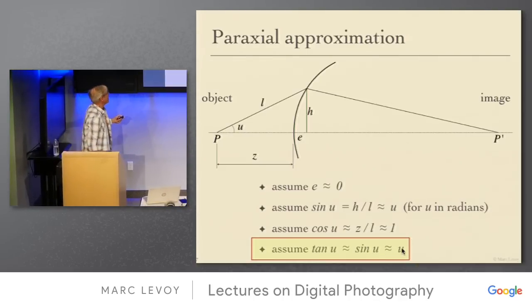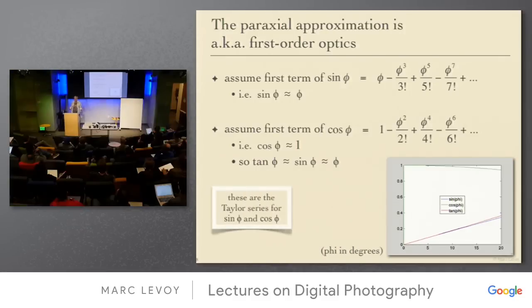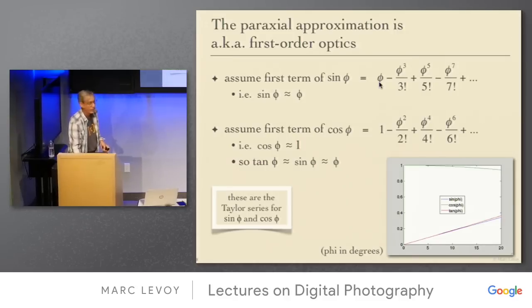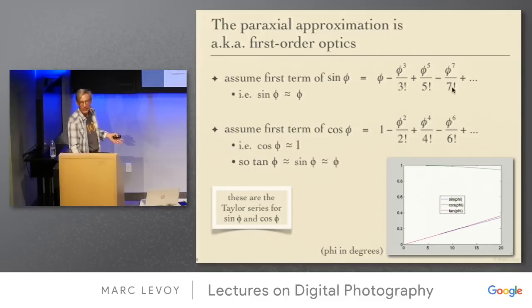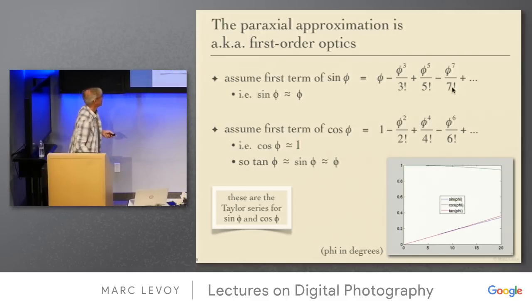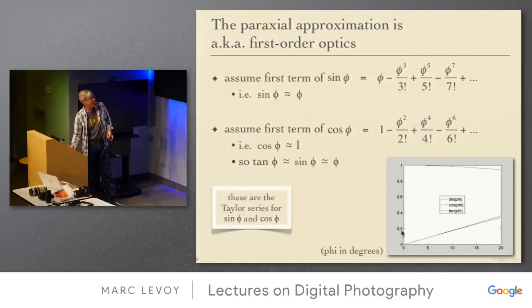So this is called first order optics because if you take the Taylor series for sine and cosine and just take the first term, the sine of phi is phi for that first term, and the cosine of phi is 1. And then the rest of the terms refine that. That's why it's called first order optics. If you look at a plot, this is in degrees here, and here is the actual sine of phi and cosine and tangent of phi. You can see that the sine and the tangent are very close together until you get up to like 10 or 15, 20 degrees.